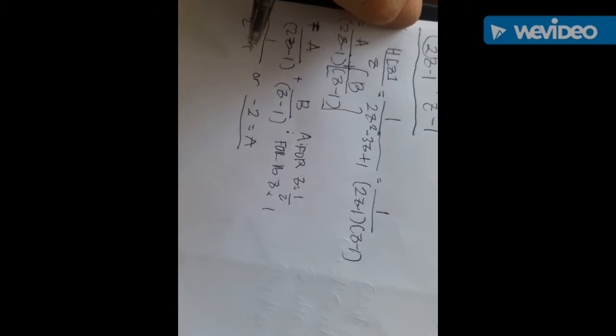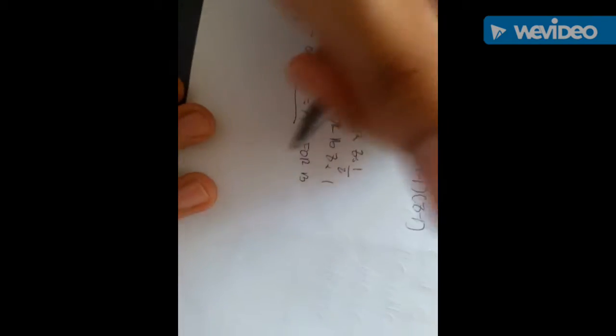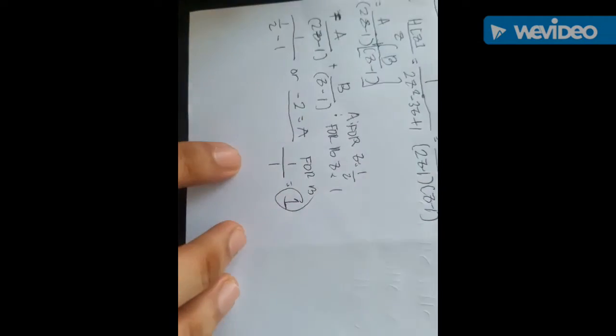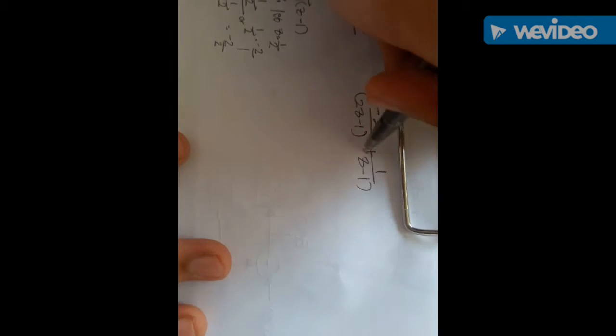And on the b part, we'll have, for b, 1 over 2 times 1, 1. 1 over 1 is still 1 for the taken identities. We will proceed with equals negative 2 over 2z minus 1 plus 1 over z minus 1.